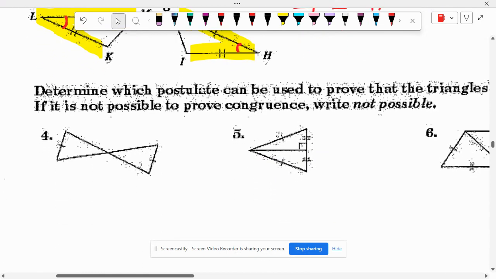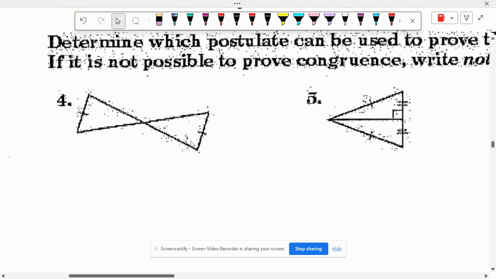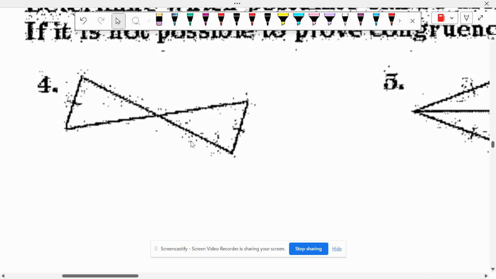All right. So this is asking you to determine which postulate you can use, side, angle, side, or side, side, side, or sometimes none. Sometimes you can't use anything, right? So it's not possible. So let's look at this first triangle. Now, the thing with this is we're not just using things that we learned today. We're using some things that we know about angles. So I have this side congruent to this side. What do I know about this angle and this angle?